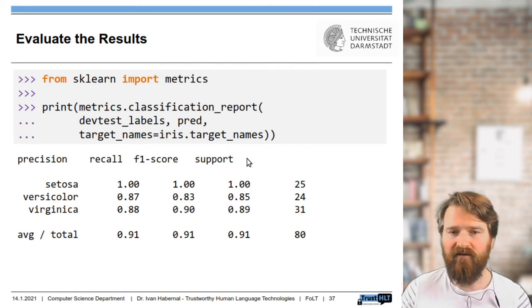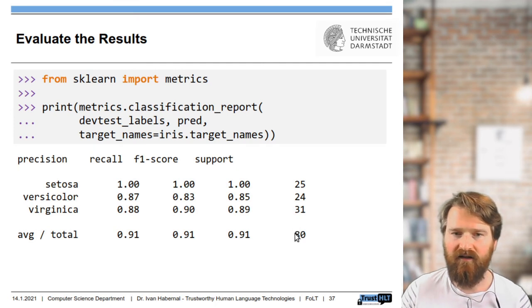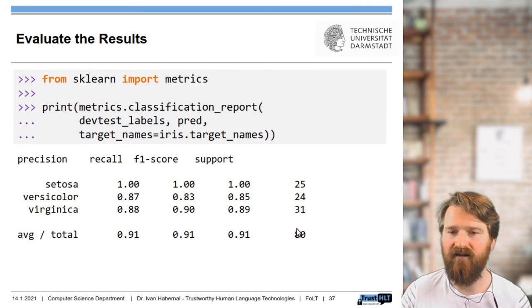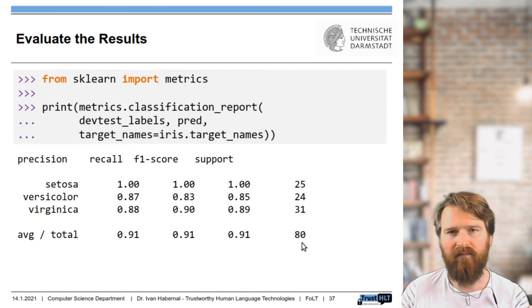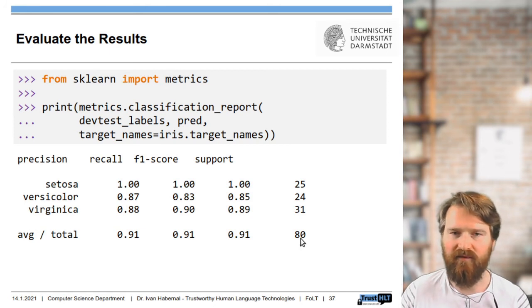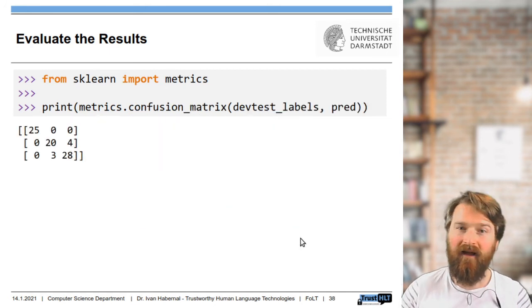What might be interesting here is the support. It's also showing the number of instances in each of the classes. As you see, Iris is a very tiny data set. There are only 80 instances we're working with. It could be more, but it's not thousands of instances. It's super small.